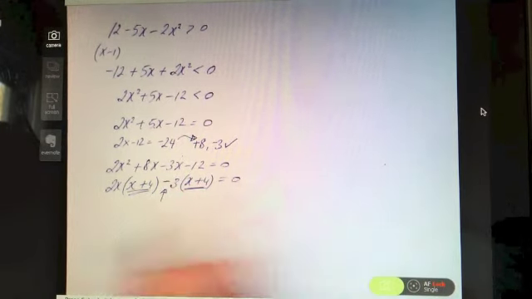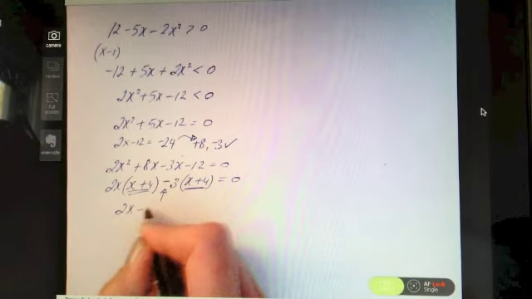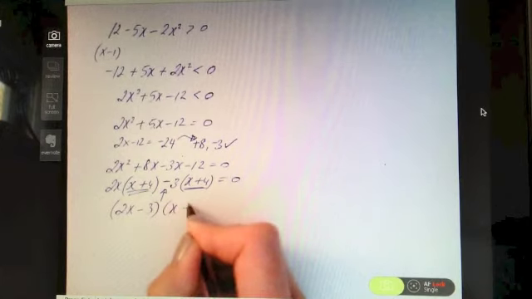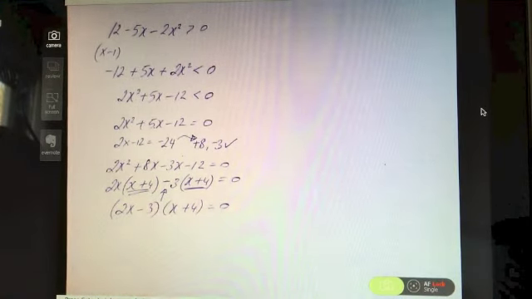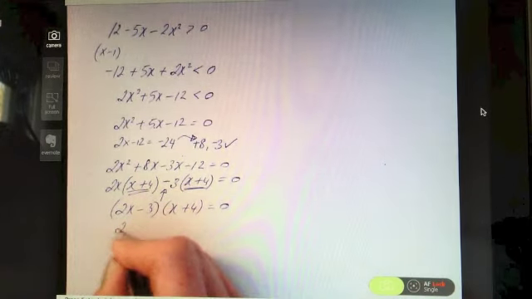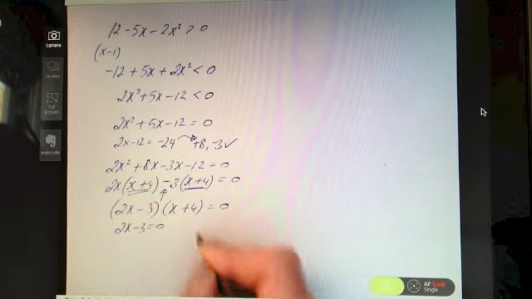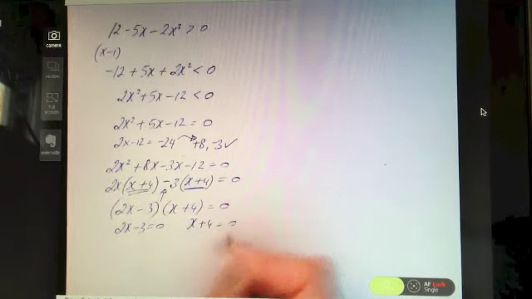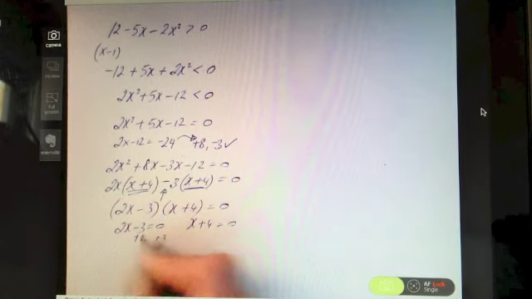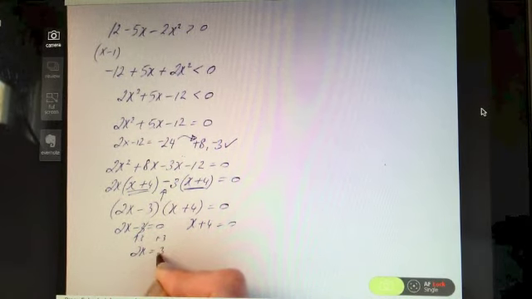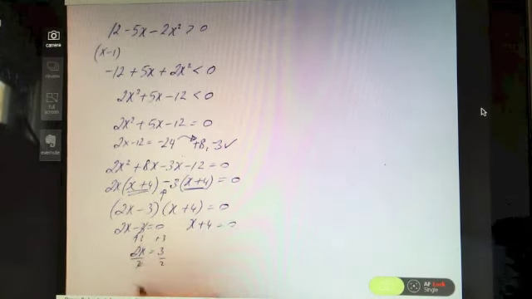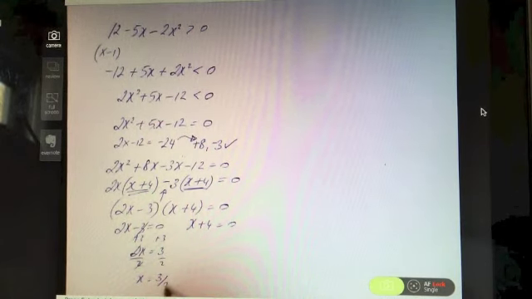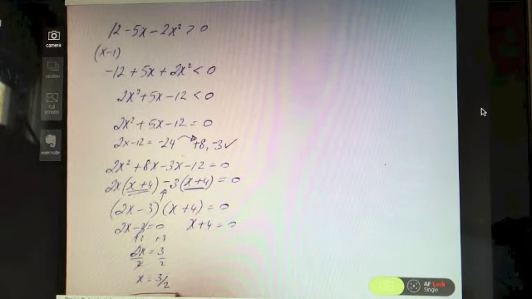So yes, that works. So we get 2x minus 3 in one bracket, and the repeated bracket is x plus 4, the second bracket. So that gives you 2x minus 3 equals 0, or x plus 4 equals 0. So add 3 to both sides here. We get 2x is equal to 3. Divide both sides by 2. And I get x is equal to 3 over 2. And there's my first root.